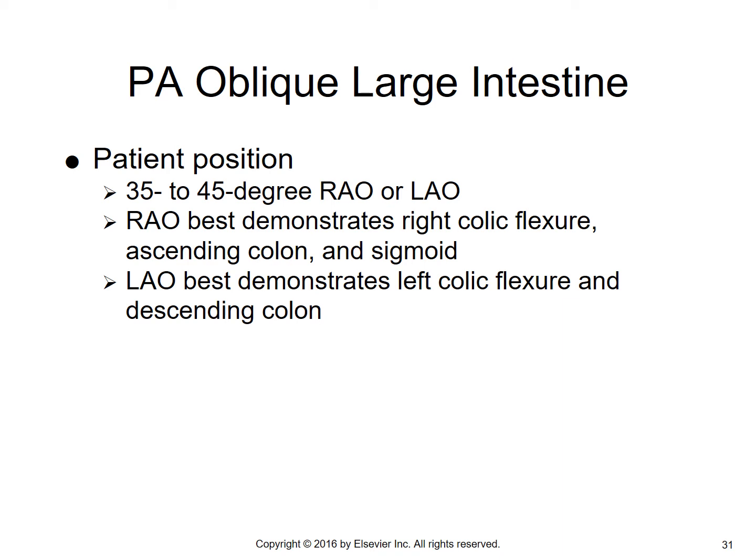RAO demonstrates the right colic flexure, the ascending colon, and the sigmoid. So sometimes you see in textbooks RAO opens the right colic flexure, which means when you're turning them, you're allowing that superimposition of the hepatic flexure area to turn, and now you're seeing it not superimposed. And then LAO would demonstrate the reverse, the left colic flexure, splenic flexure, and the descending colon. So RAO opens hepatic flexure, LAO opens the splenic flexure.